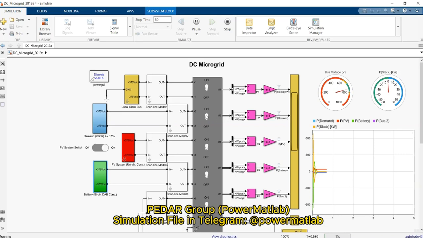If I turn off this demand and disconnect it from the system, as you can see here, this demand is turned off and the slack bus starts absorbing power from the system, because the PV system can support the battery and the remainder of the power, by removing this load, is absorbed by the slack bus.